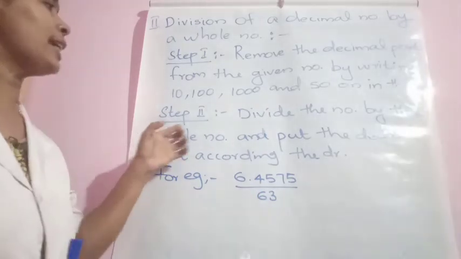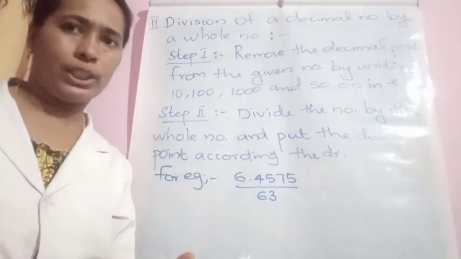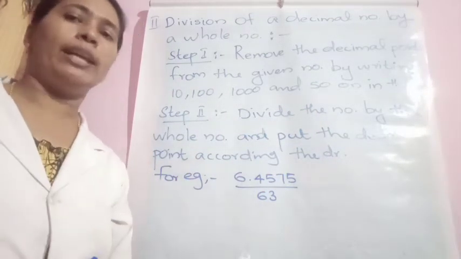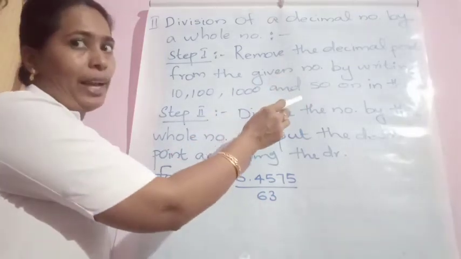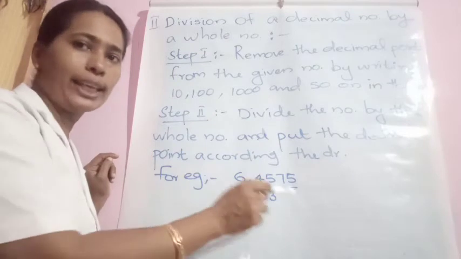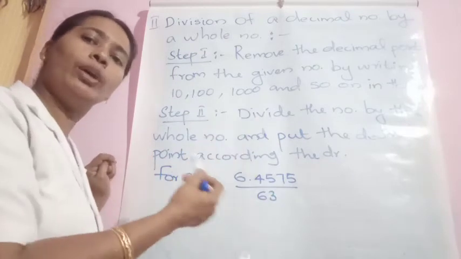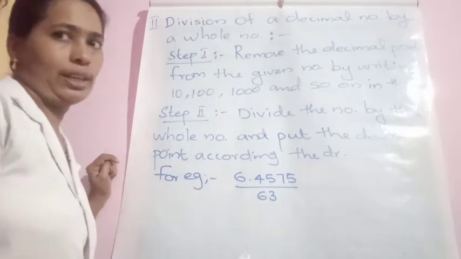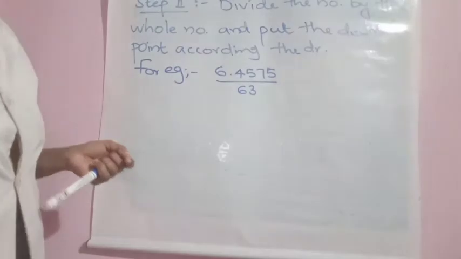Second step, now divide the number by the whole number. You will have a quotient. After getting the quotient, what you have to do? According to this first method, or first case, we can apply: the denominator will be 10, 100, 1000, etc. So we can place decimal points according to 10, 100 or 1000. Let us see how to apply the method as given in your textbook.